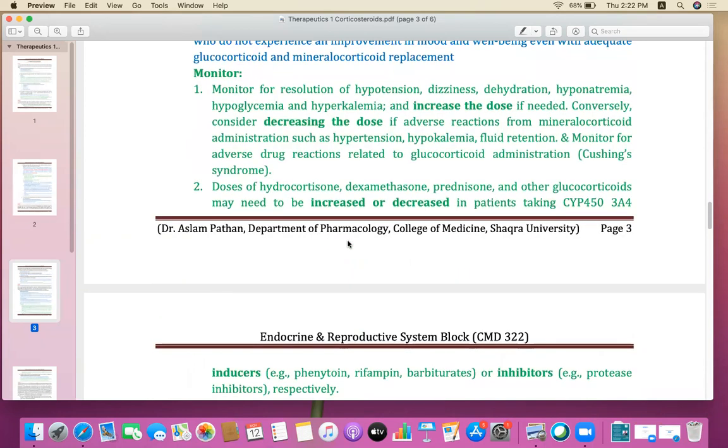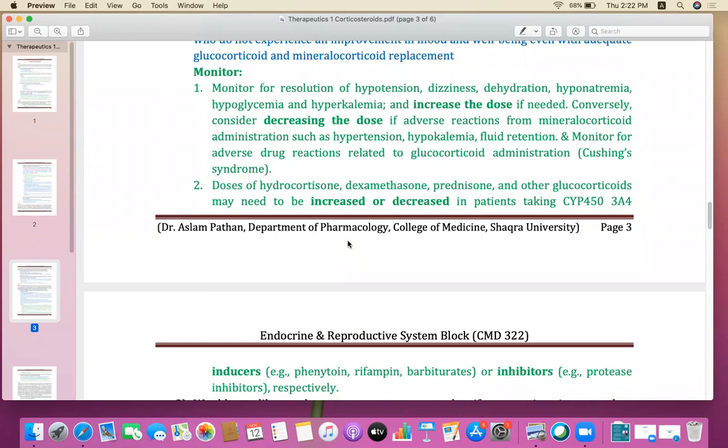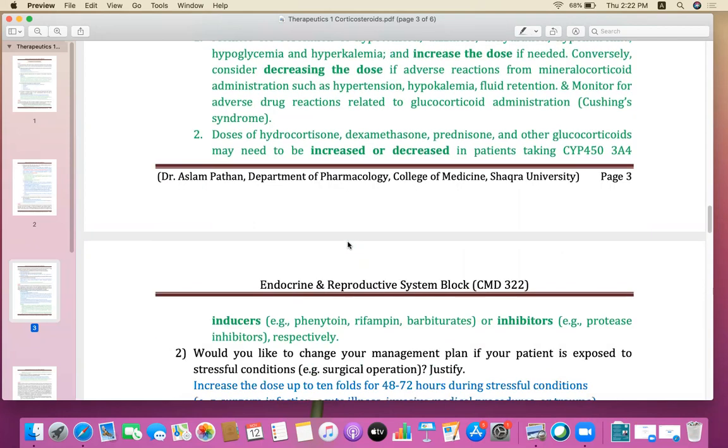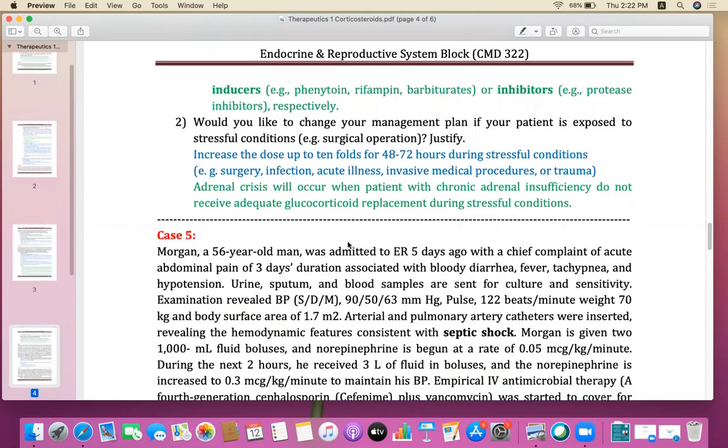Plus, if the patient is taking some enzyme inhibitor drug or enzyme inducer drug, as we discussed in the lecture, the dose is calculated accordingly. Would you like to change your management plan if your patient is exposed to a stressful condition?